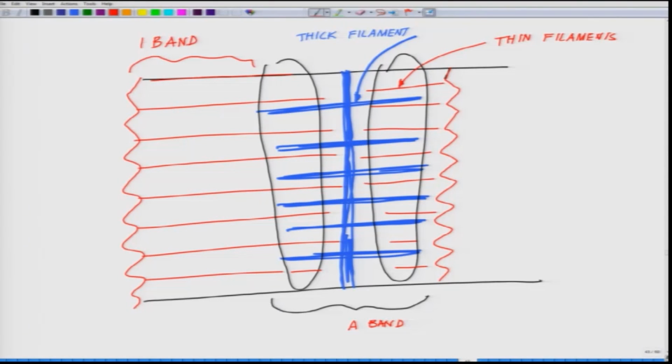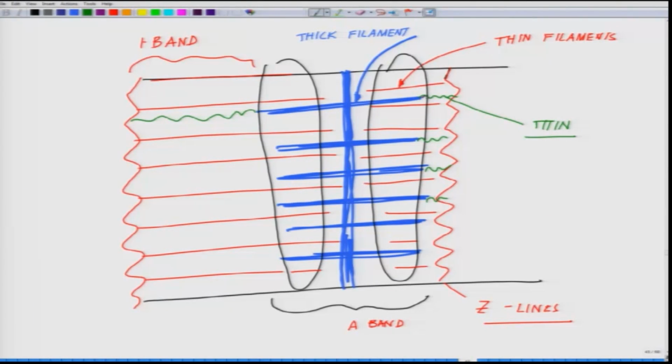I do not want to get bogged down into this I and Z band, but you just try to understand. Now, there are a lot of variations, and this is called the Z lines. Of course, I have marked the thin and thick filaments, and apart from it, these thick filaments are attached by a unique kind of attachment, let me pick another color, attachments like this, and those attachment molecules are called titin.